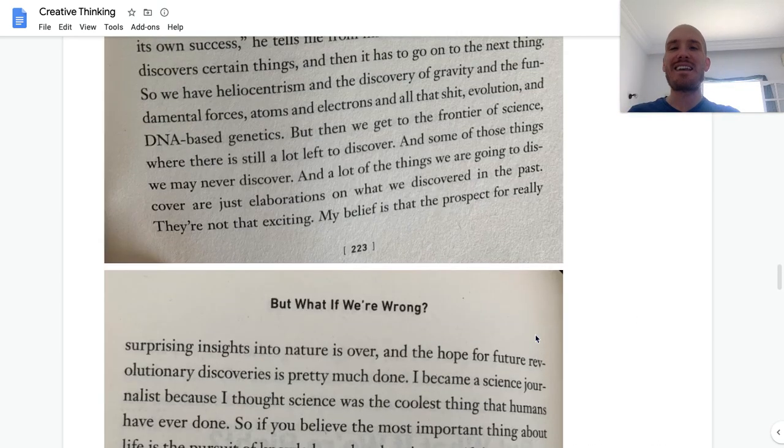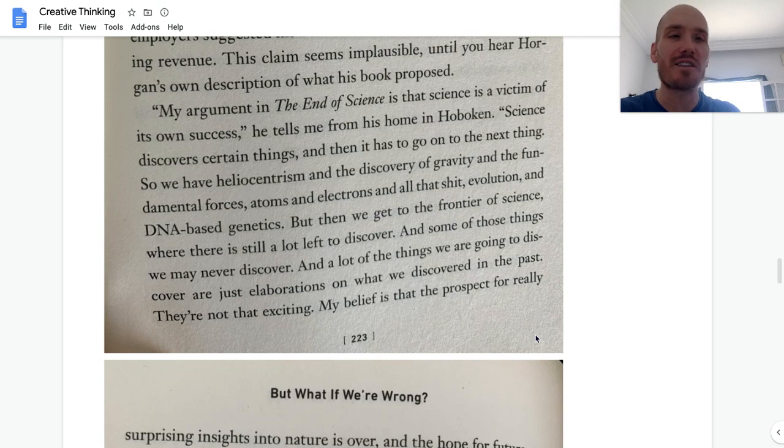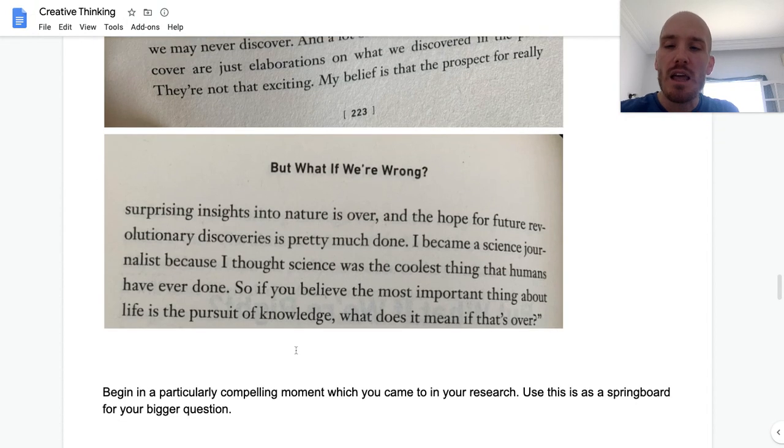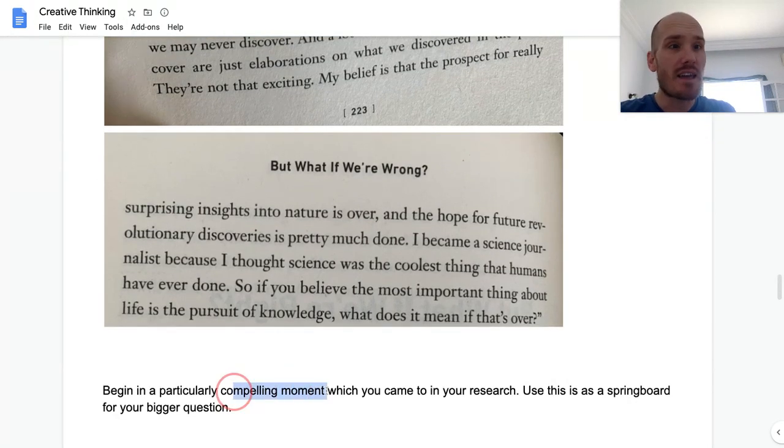Wow. In not very many words, this writer, Klosterman, really brings us into some important questions. But what are the moves he's making? Well, again, we see that Klosterman begins his chapter in a particularly compelling moment, which he came across in his research.